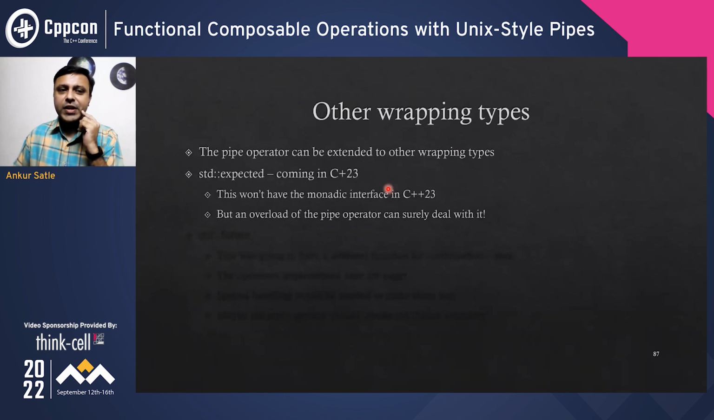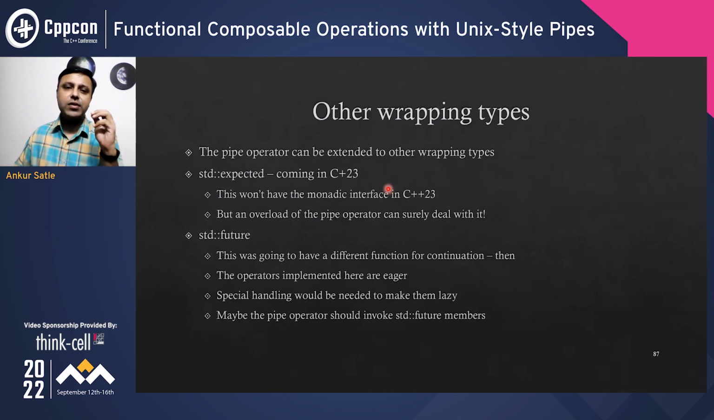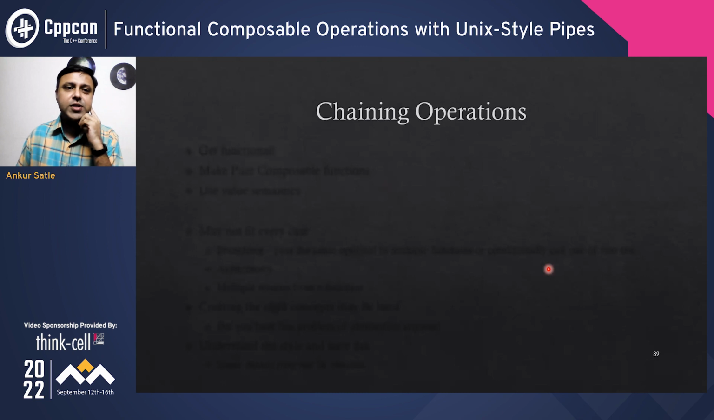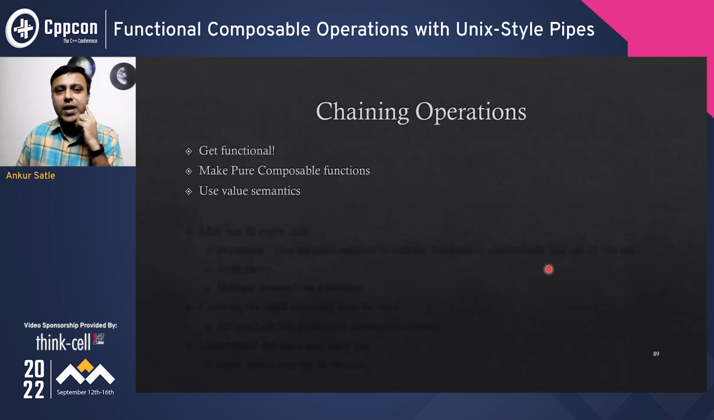All right, so we have other wrapping types, std expected, which is supposed to carry the error along with the return object. This is the Rust equivalent of result. And you could have futures, which is also pretty similar. They are just wrapped entities. But future has a function called as then and not and then. Anyway, you would have to implement something specific, a specific operator for each of these types. I have not tried async yet with chaining operations, but that's where we are.